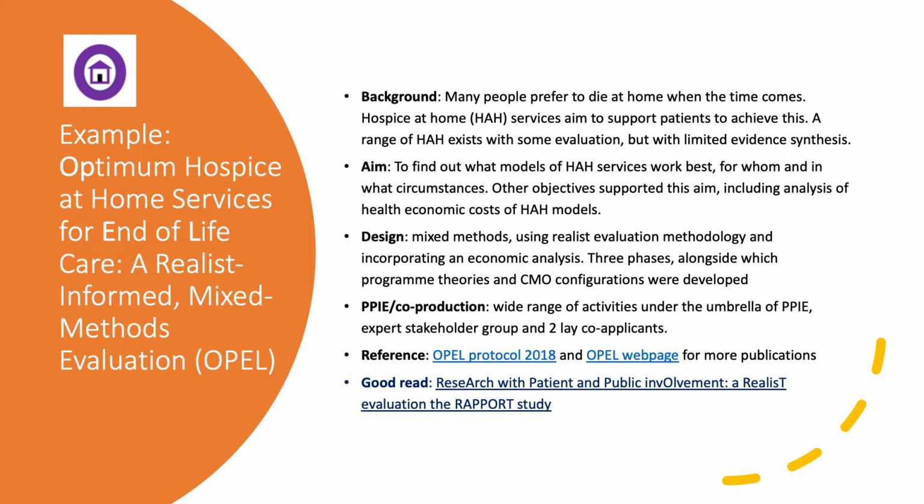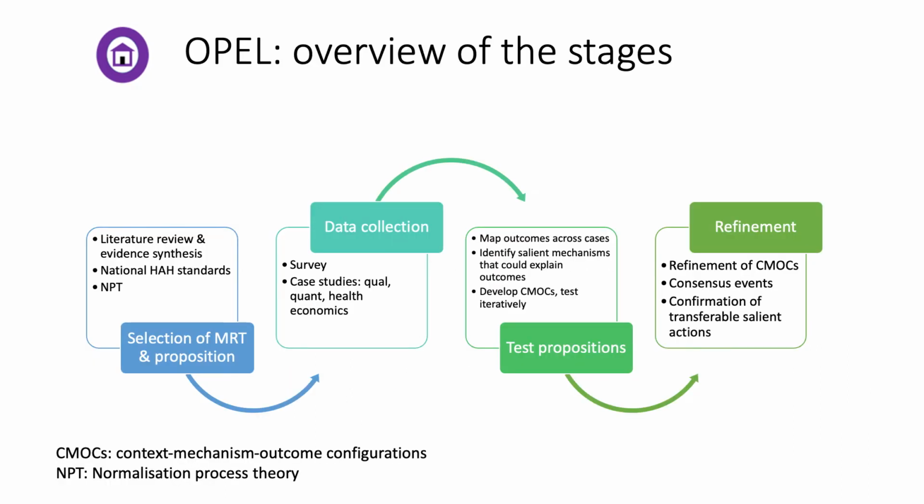The background is that many people want to be able to die at home, and hospice at home services aim to support patients and carers to achieve this. There's a range of services with some evaluation, but limited evidence synthesis. We aim to find out what models work best, for whom and in what circumstances, and it included a health economics analysis. The design was mixed methods and three phases, alongside which program theories and CMOs were developed. So I'm going to welcome Graham Silsbury to tell us about his involvement with the study as a lay advisor.